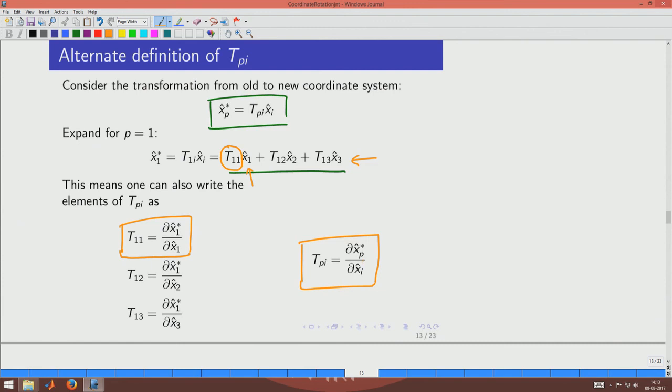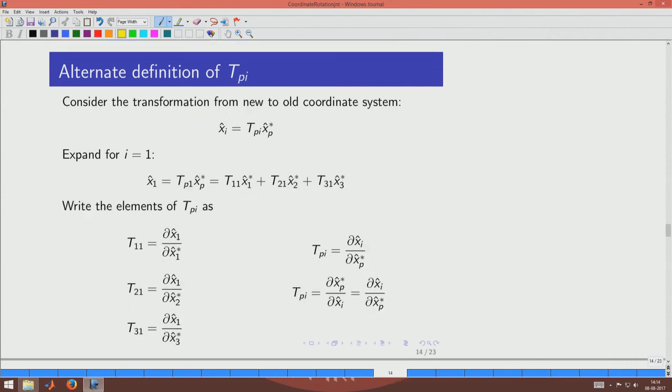So, the convention is that the first index goes to the numerator and the second index goes to the denominator, and p corresponds to the index of the new coordinate system, i corresponds to the index of the old coordinate system. So, if you stick to this kind of a connotation, then we will not make a mistake. So, you could arrive at the elements of the transformation matrix by looking at the differentiation, and this is particularly useful when the transformation is given as a functional form. Then we could use this kind of an expression.